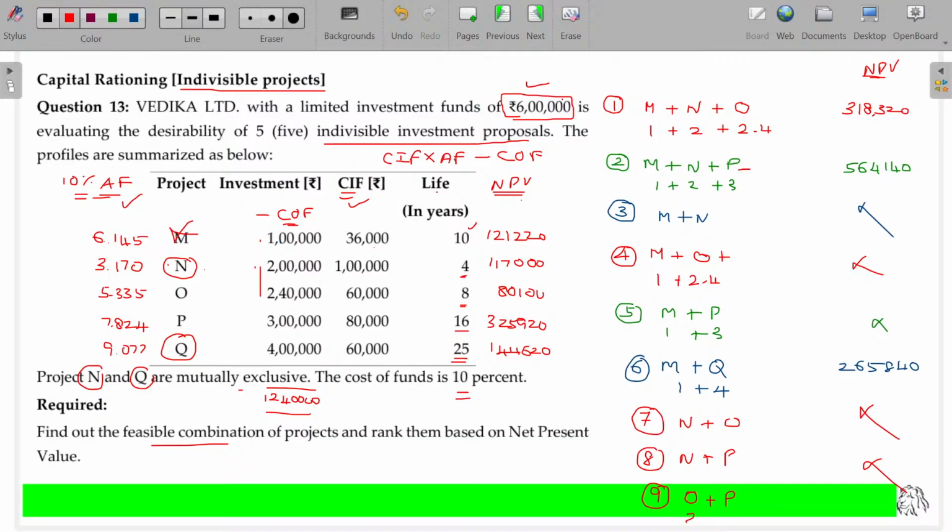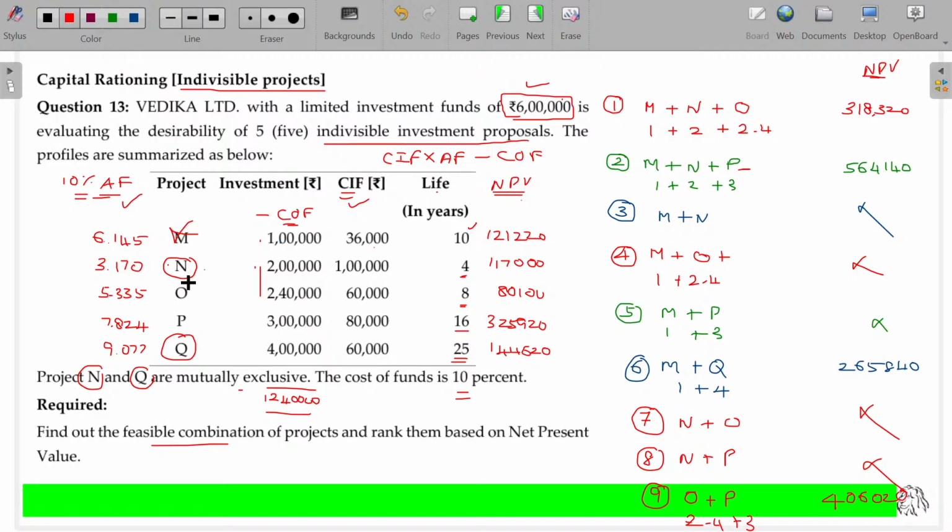In this case 2.4 and 3 are invested. And what is my NPV for these two projects? So what is the final value? 4,06,020. Anyhow, the second combination seems to be superior.